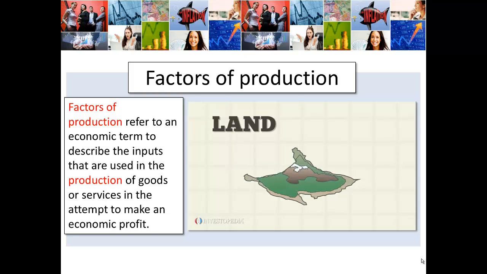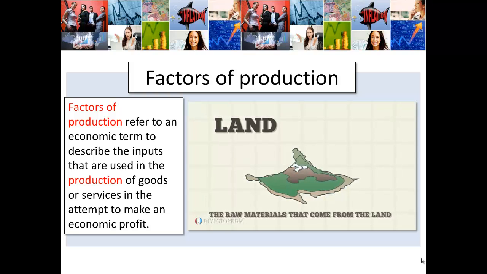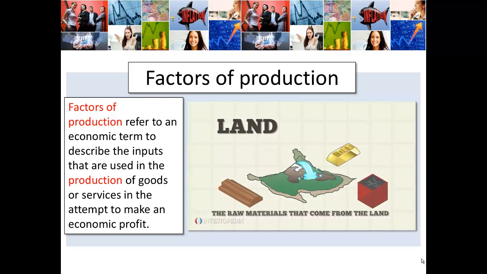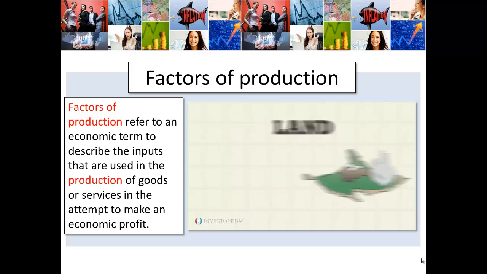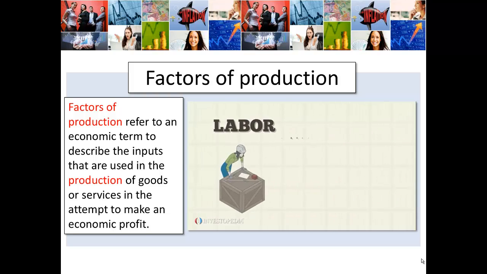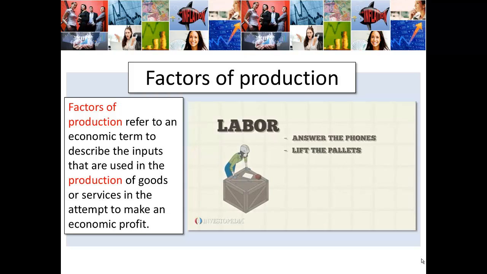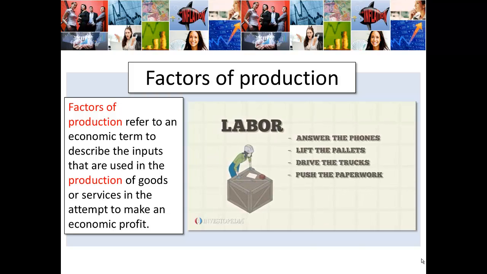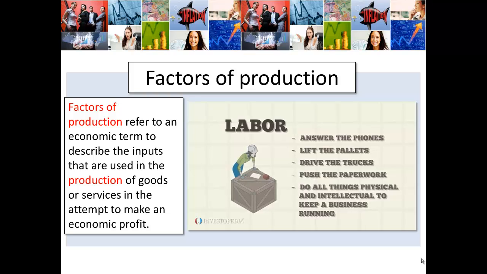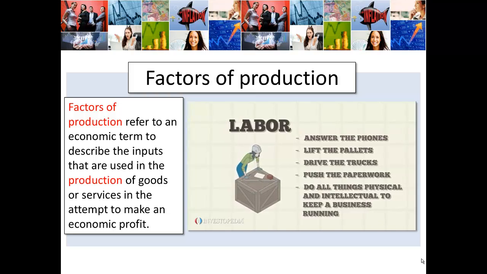Land refers to the land itself as well as the raw materials that come from the land. This includes timber, coal, precious minerals such as gold, and water. It can also mean the physical area on which a factory sits. Labor refers to the workers who answer the phones, lift the pallets, drive the trucks, push the paperwork, and do all things physical and intellectual to keep a business running.